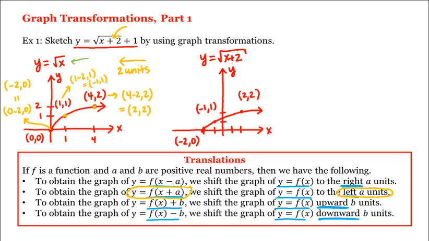So the shape is exactly the same, it's just moved 2 units to the left. All right, and looking back up here, what does this plus 1 do to this second graph here? Well, we're in this third case down here. We are now adding a positive number to the y value here on the second graph, which means we shift this second graph upward b units, or upward 1 unit.